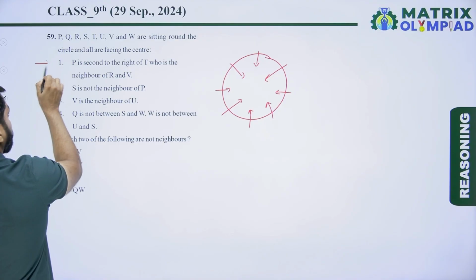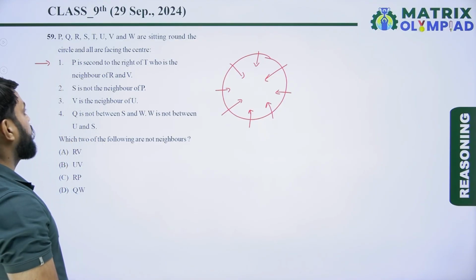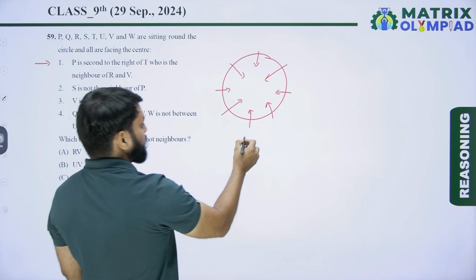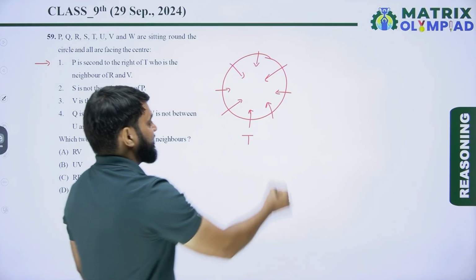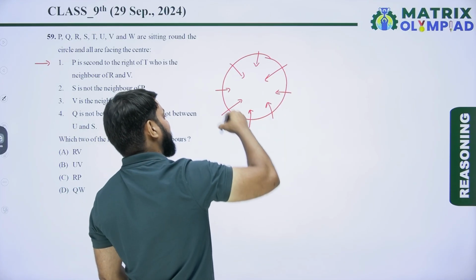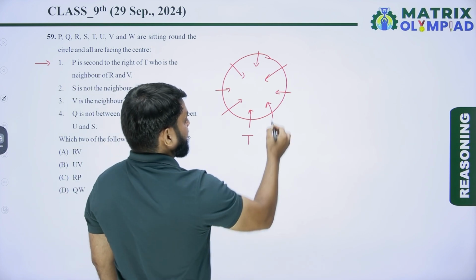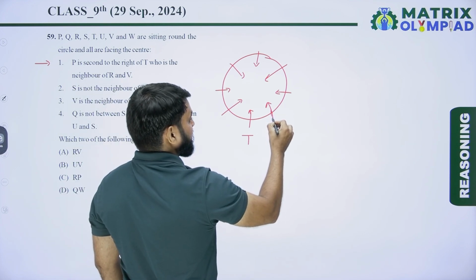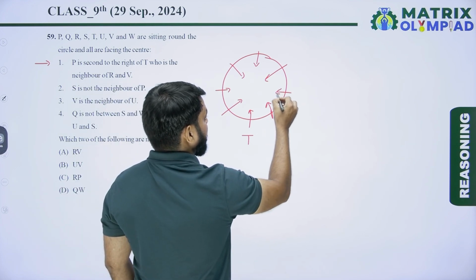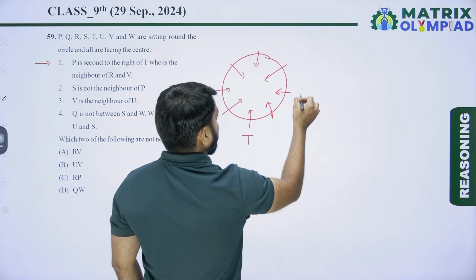So now condition number one: P is second to the right of T. Now let's suppose here is T. This is the right direction of T and this is the left direction of T. Now P is second to the right of T. This is the first right of T and this is the second right of T. So now here is P.